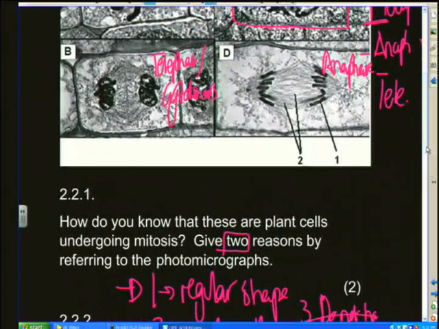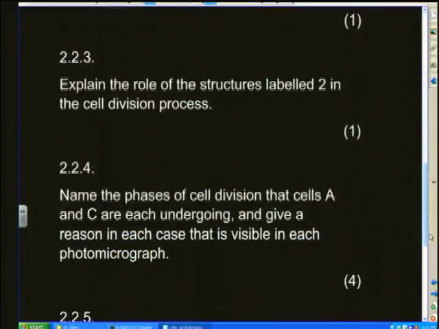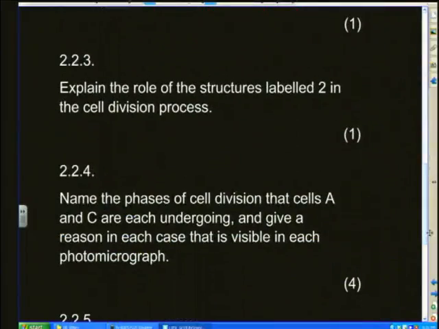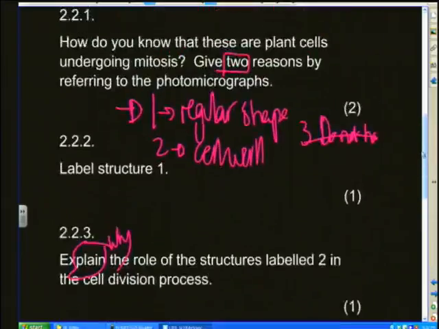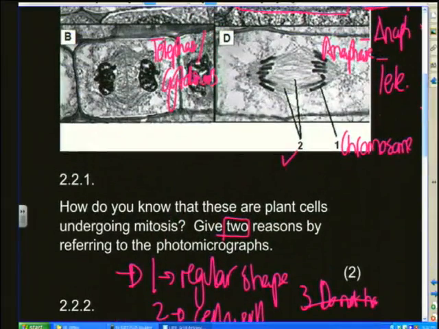Okay, next one, label structure 1. It's a chromosome. Okay, not a chromatid anymore, a chromosome. Number 3, explain the role. So tell me why of structures labeled 2. All right, what is number 2? They are the spindle fibers, right? And what is their function?